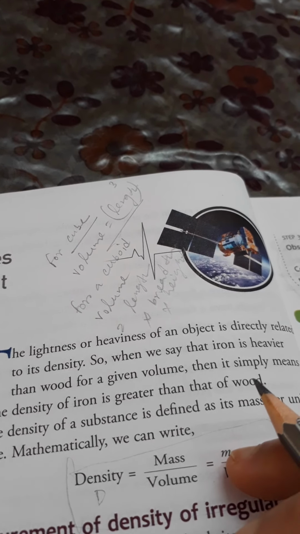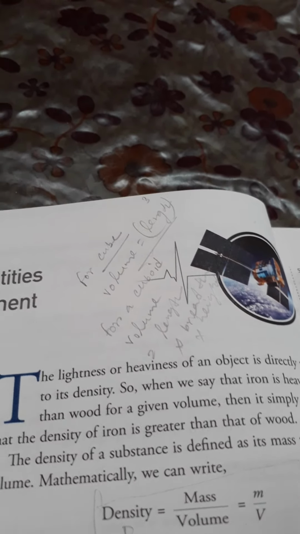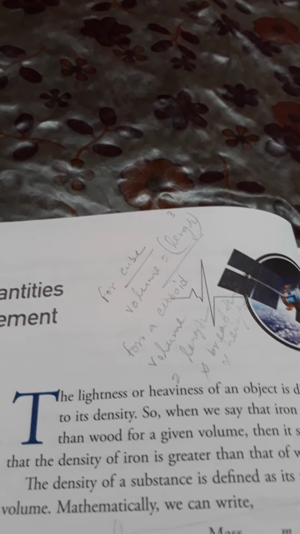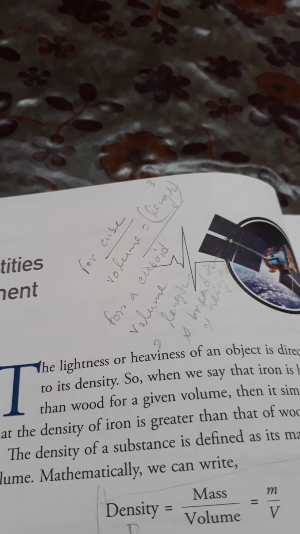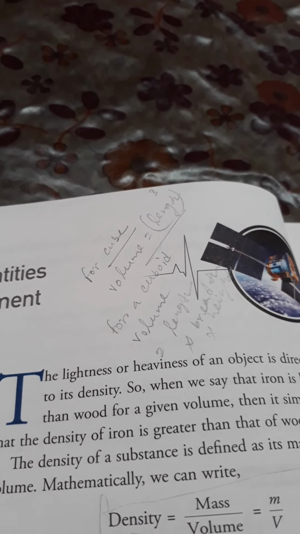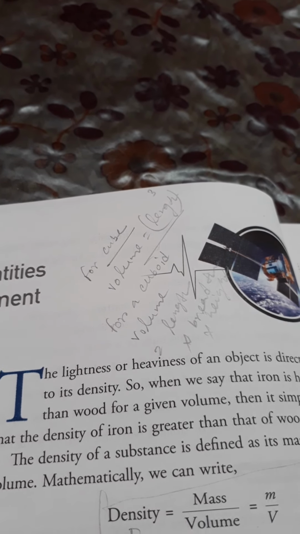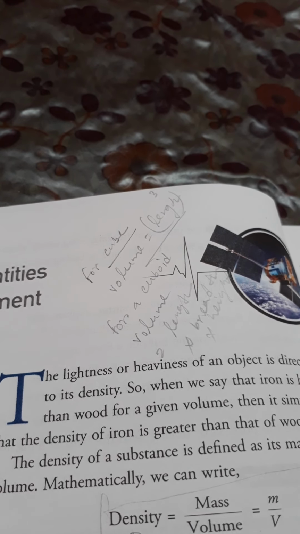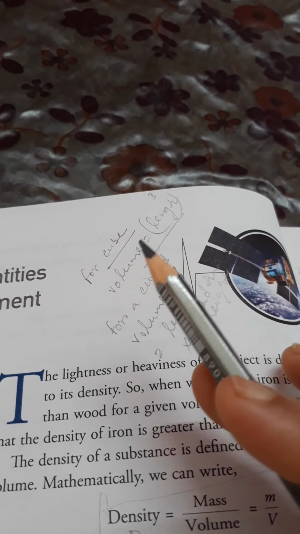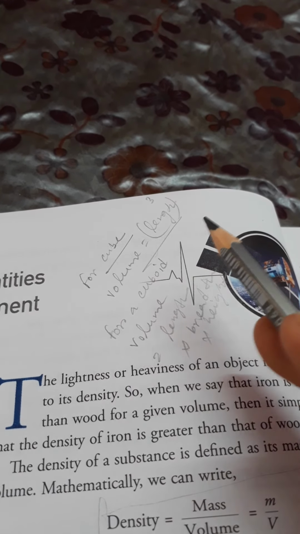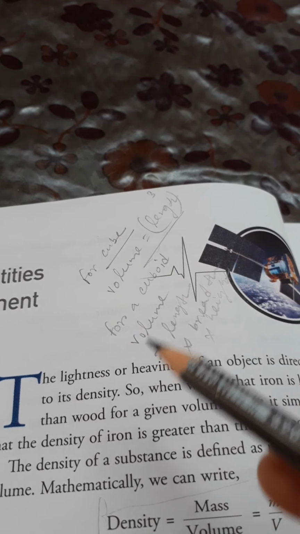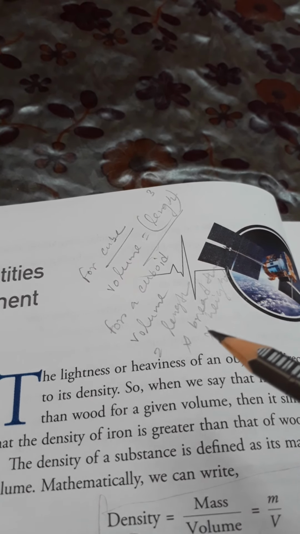Okay, so here you see the mass of a regular solid. Measuring the density of a regular solid is not very difficult, because the mass can be measured using a beam balance, and the volume can be found using a formula. If the regular solid is a cube, we use volume is equal to length the whole cube, and for a cuboid volume is equal to length into breadth into height.